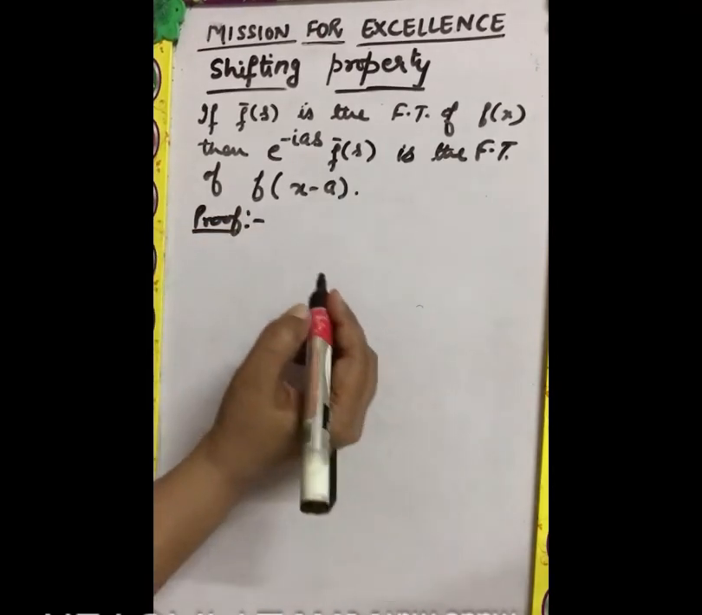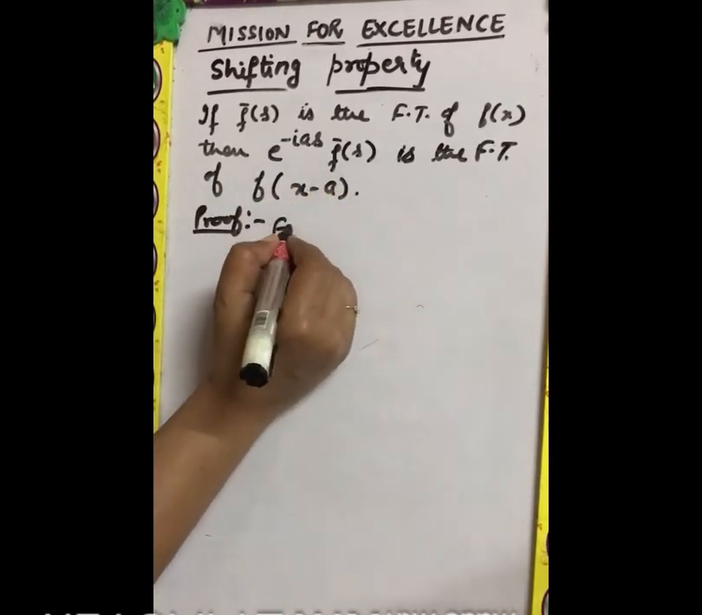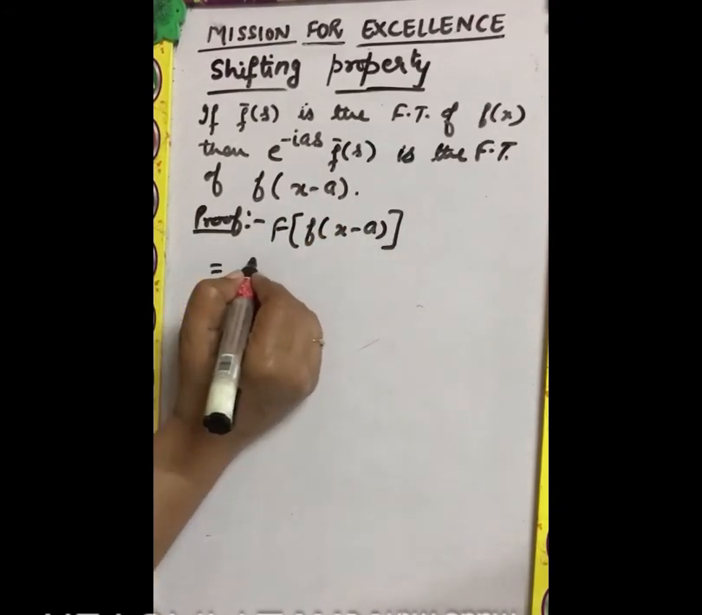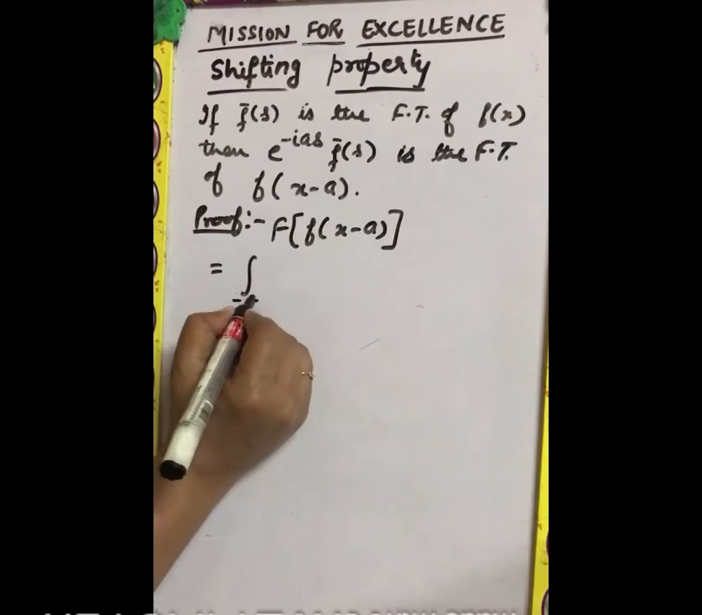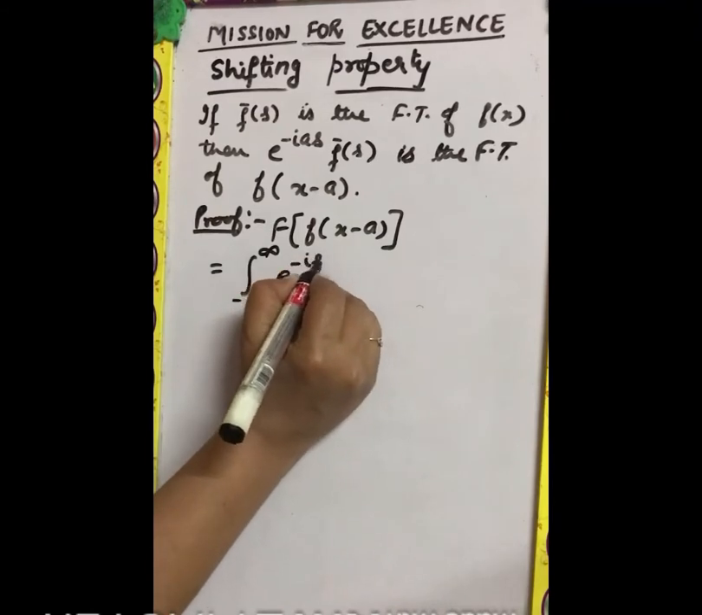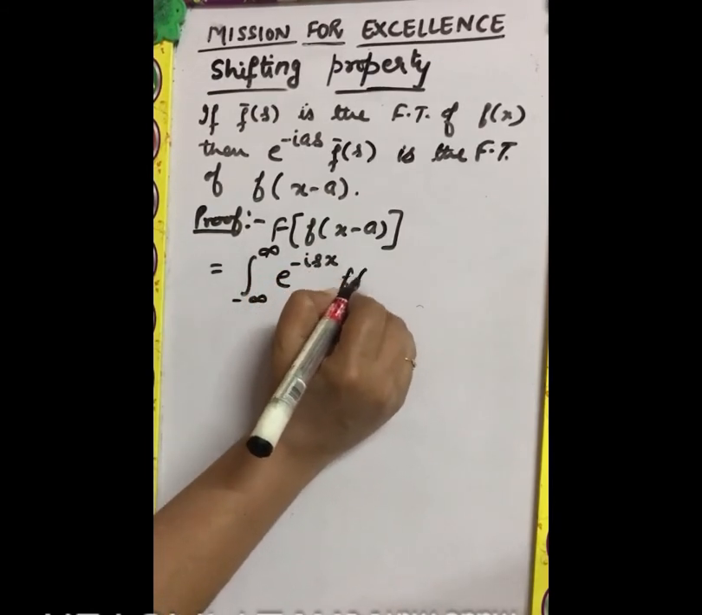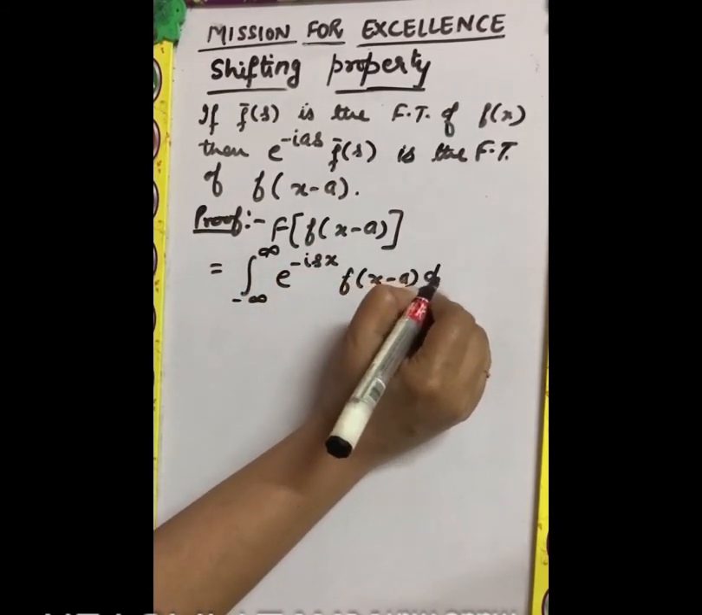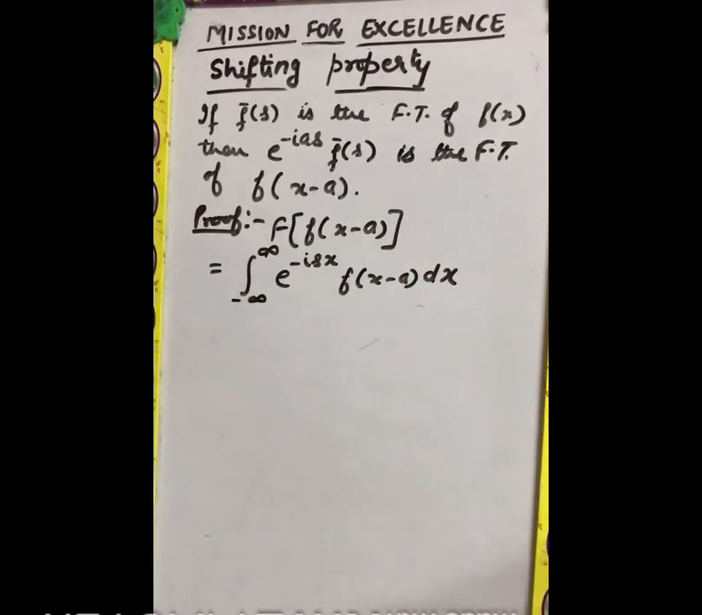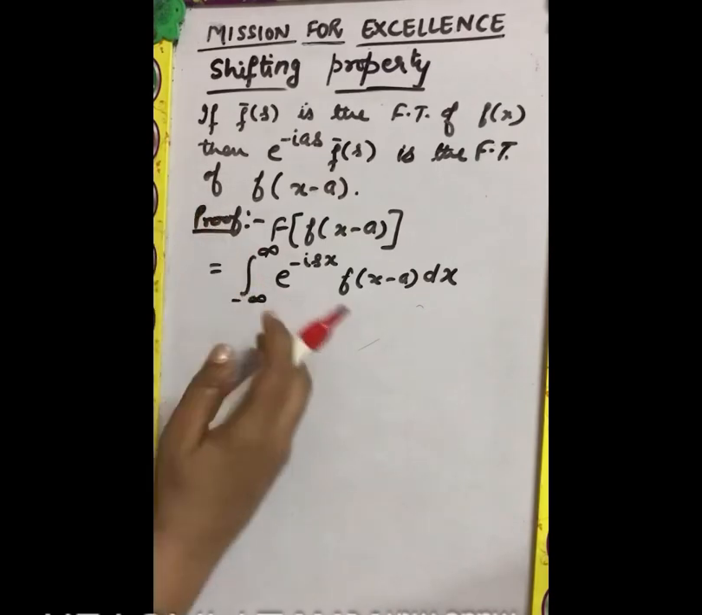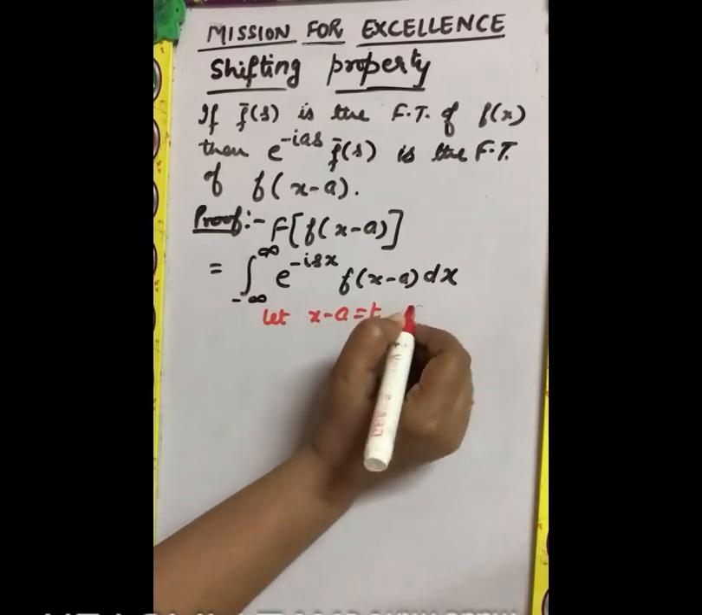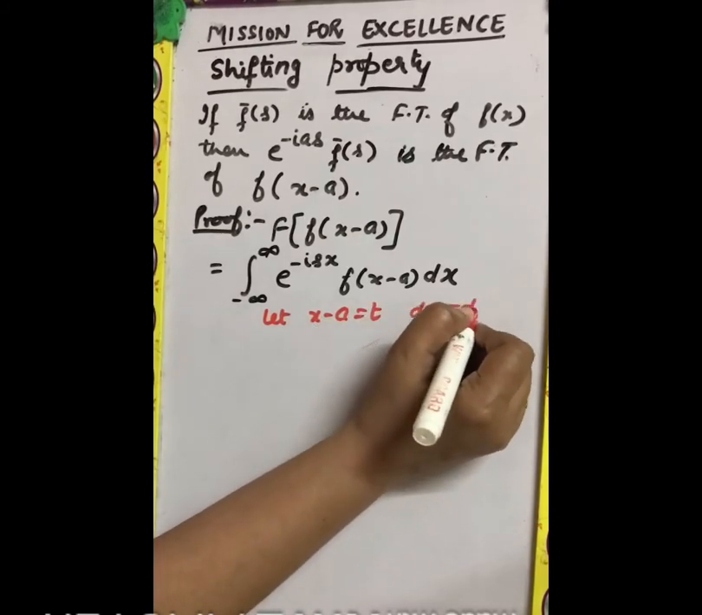So by the main definition, let us take the Fourier transform of the function f of x minus a. By the basic definition, this will be equal to the integral from minus infinity to infinity of e raised to power minus iota sx, f of x minus a dx. This is by the main definition. And now to perform the integration, let us suppose x minus a as t. So dx will be equal to dt.